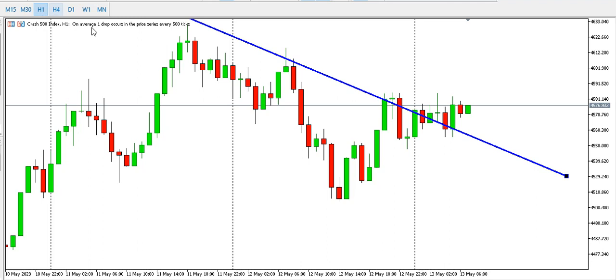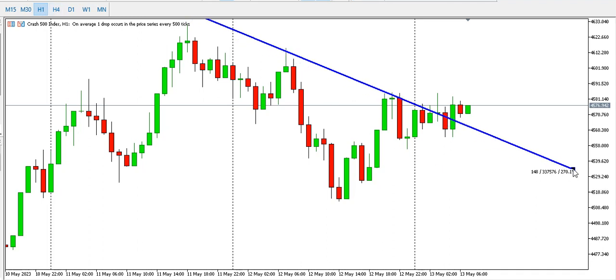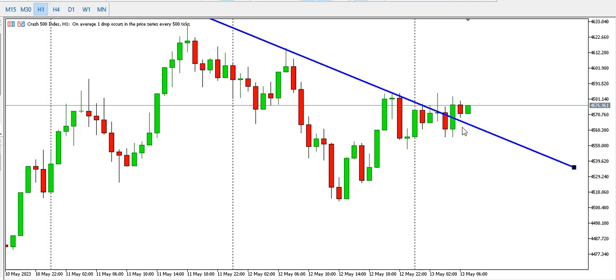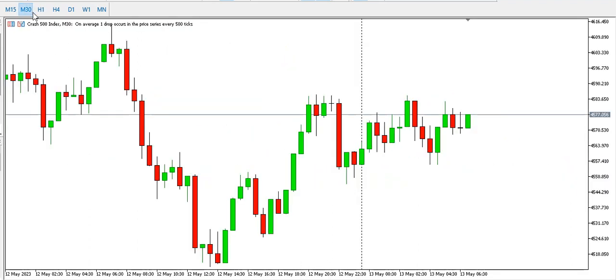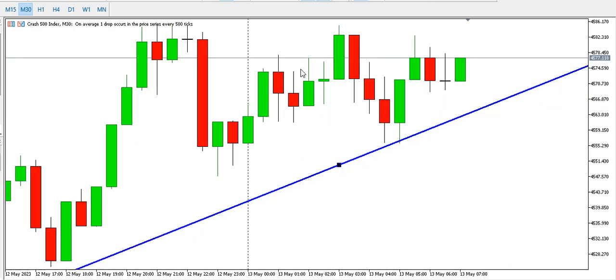On the 1 hour time frame, we can see price breaking a descending trend line. We also have another trend line around here. So we expect price to go up for now on the 1 hour time frame. Let's look at the 30 minutes time frame. Price is respecting the ascending trend line. That means price is going up, but we have a range on the 30 minutes time frame.